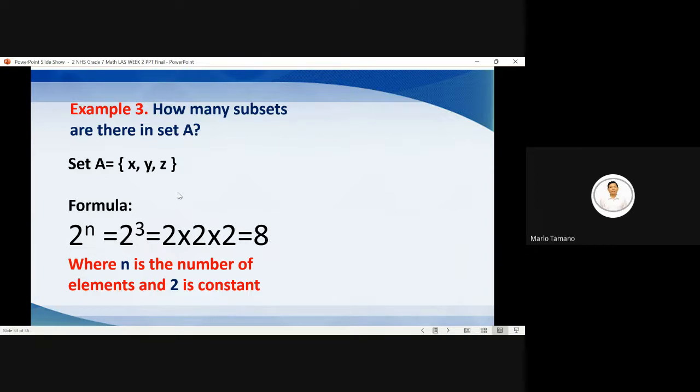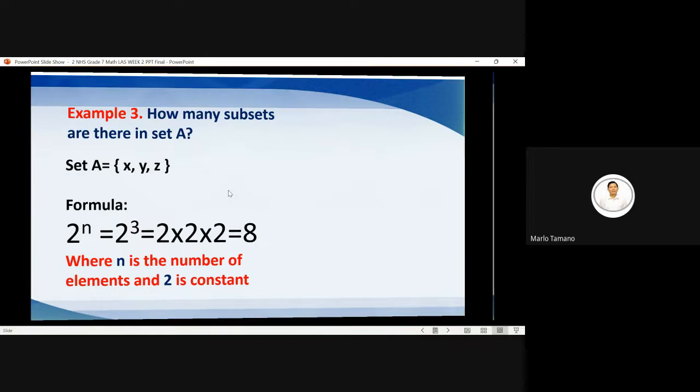So, when asked what are the subsets of set A with 3 elements X, Y, and Z, that is what you will list. Empty, then X, 1 at a time, Y, comma, Z, comma, then 2 at a time, X, Y, comma, X, Z, comma, then Y, Z, comma, then the given set X, comma, Y, comma, Z. So count them, all 8. Okay? That's how easy it is.